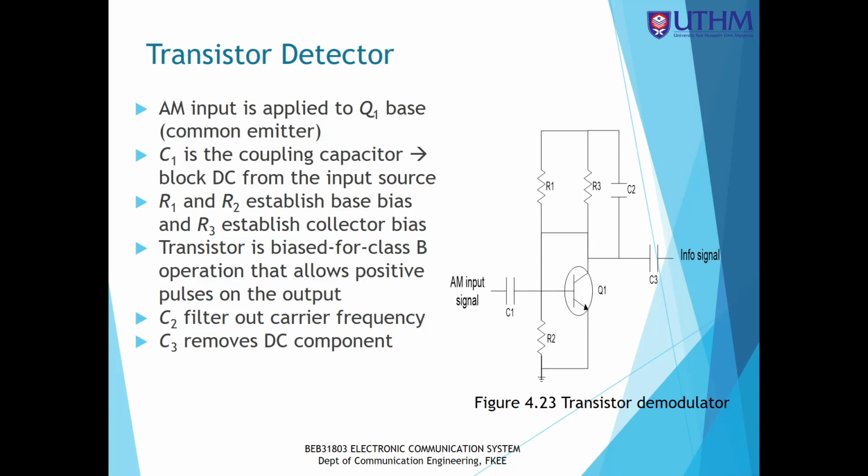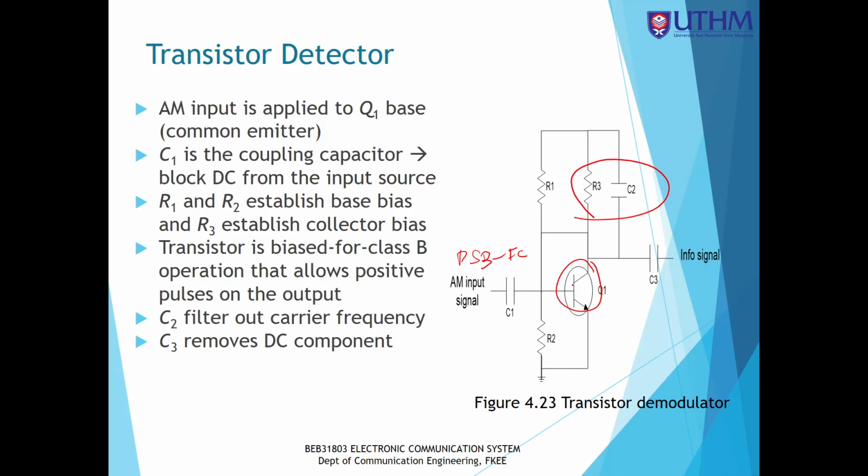And we also have another type of demodulator, what we call a transistor detector. Here is a transistor, and this is the AM signal at the input, a double sideband full carrier. And we have here an RC tank circuit. So the process is quite similar to the diode detector.